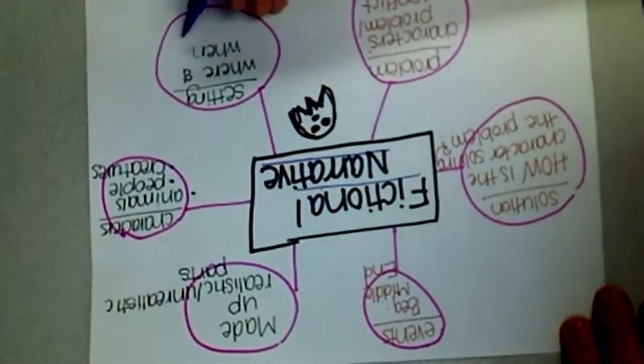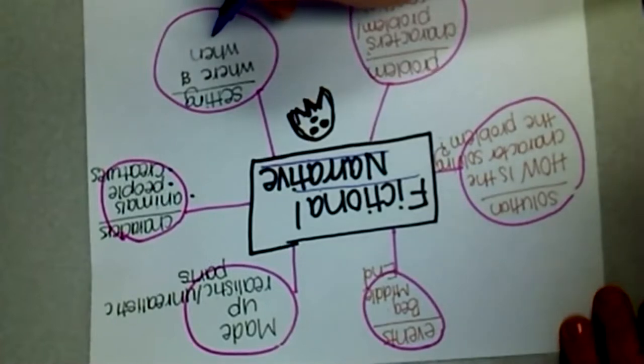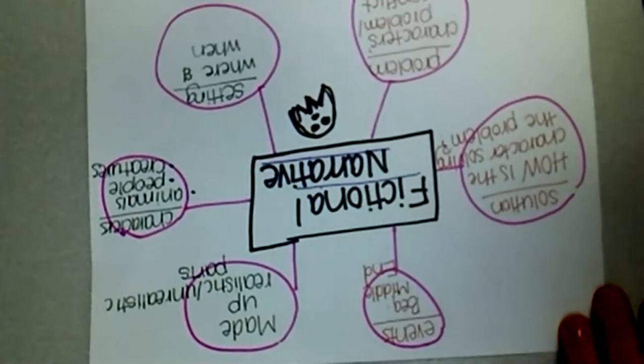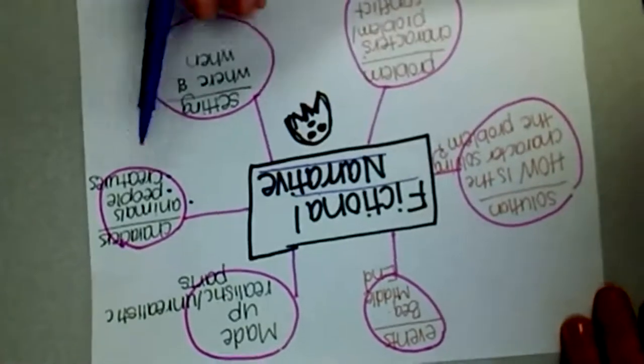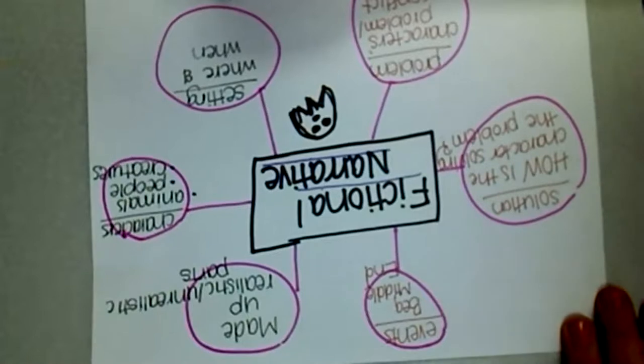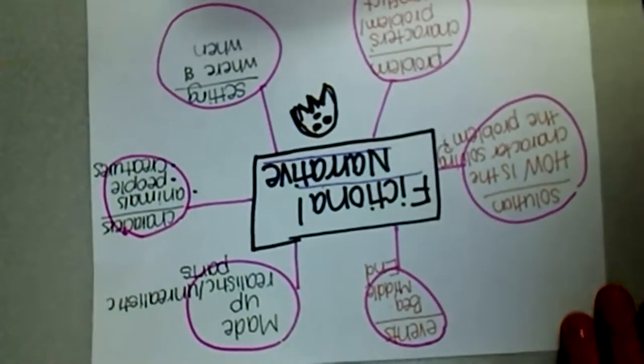My setting is the where and when your story is taking place. It could be real. It could take place in Warsaw, but my characters could be fairies living in Warsaw. When is it taking place? Is it taking place in the future in 3023? Or is it taking place in the past in the 1600s? Is it in the fall or the winter?